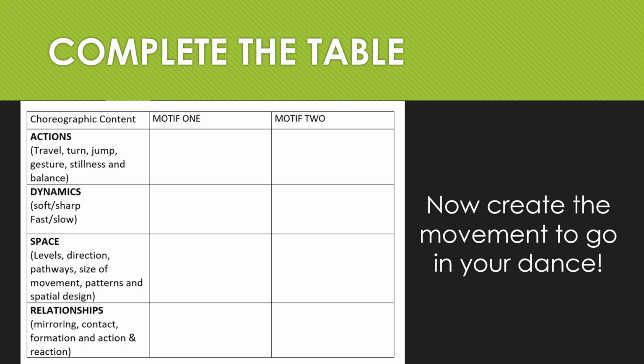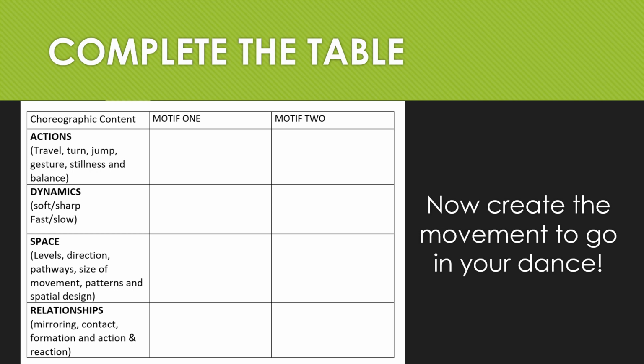So breaking down the actions, you want to name what actions you are doing. So are you doing a travel, a turn, a jump, a gesture, a stillness, or a balance? And remember, you don't just need to state jump. Make sure you are specific. So are you doing a tuck jump with your hands touching your knees? Yes, so make sure you are describing the action.